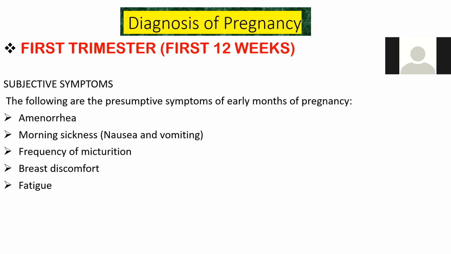You need to know up to which week is called the first trimester. All this you have to know in order to diagnose that a person is pregnant. So in the first trimester, what changes will we see in women? Let us see the subjective symptoms. The following are the presumptive symptoms of early months of pregnancy. One is amenorrhea. What is amenorrhea? I have already discussed this during my offline class. Amenorrhea.